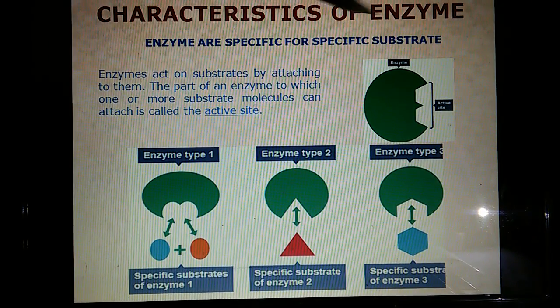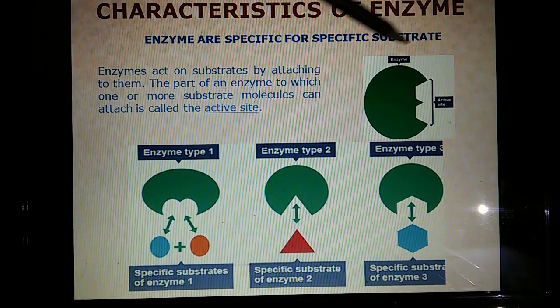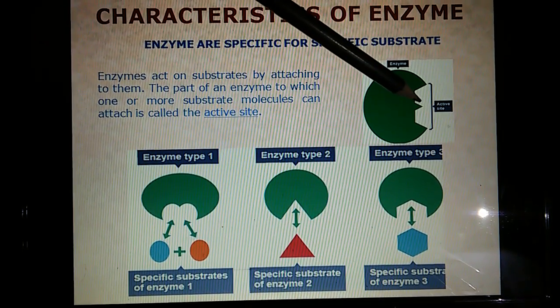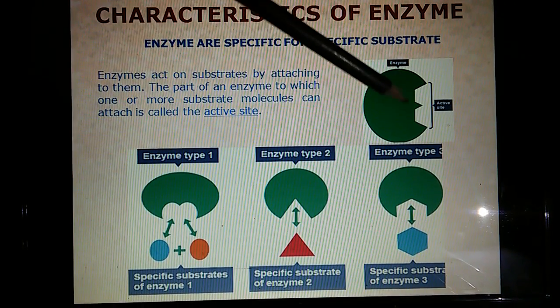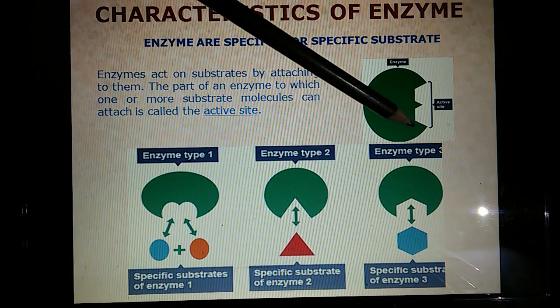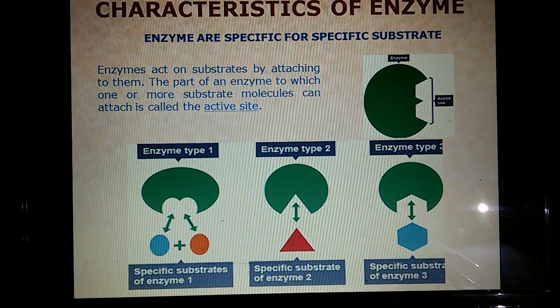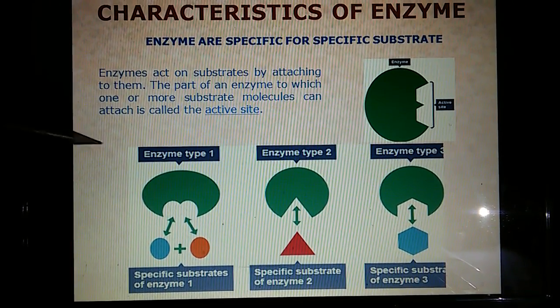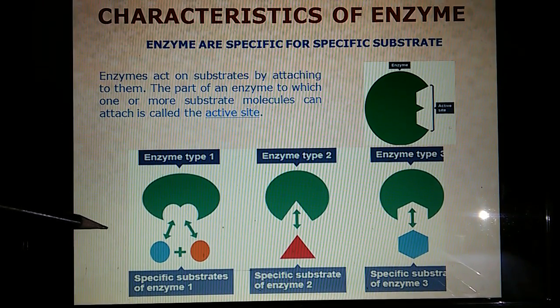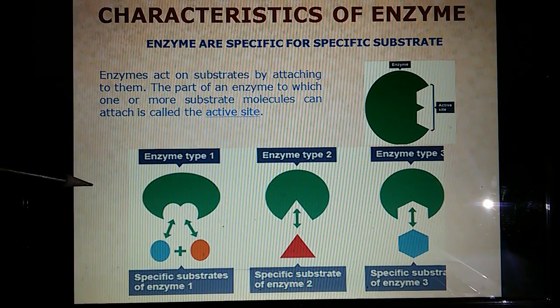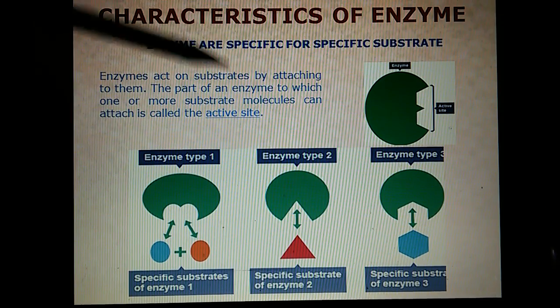You can see this diagram. Here you find the active site. This active site is the site where the substrate can easily combine. Now you will find three enzymes at the base of this slide: enzyme type 1, enzyme type 2, and enzyme type 3.